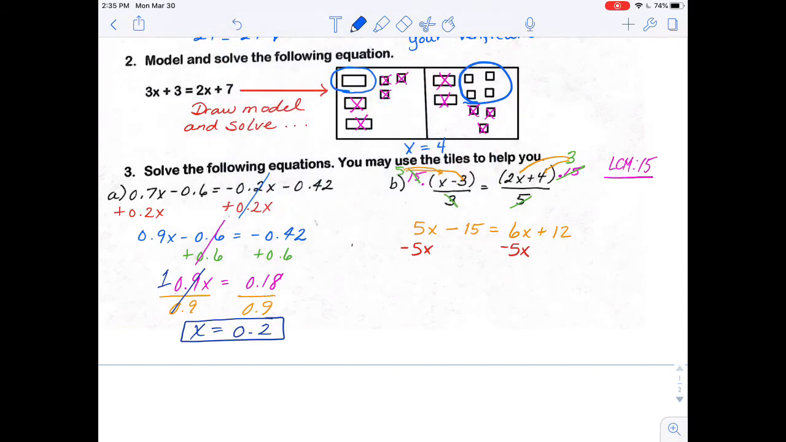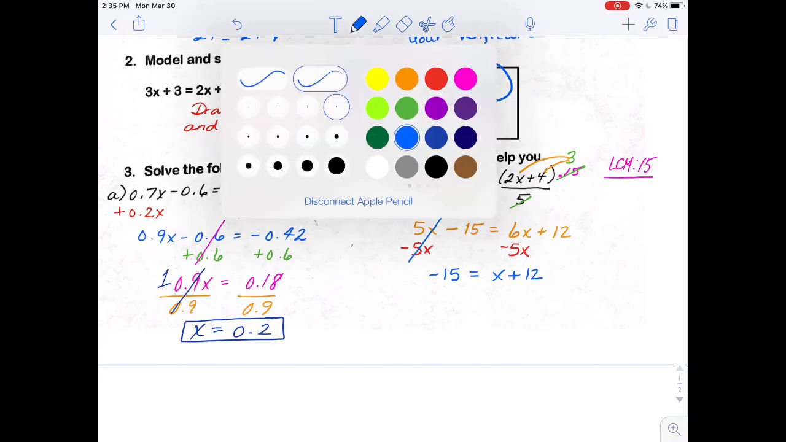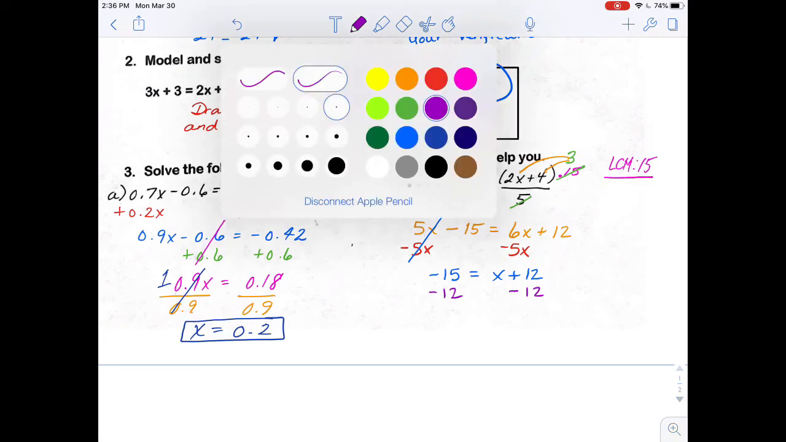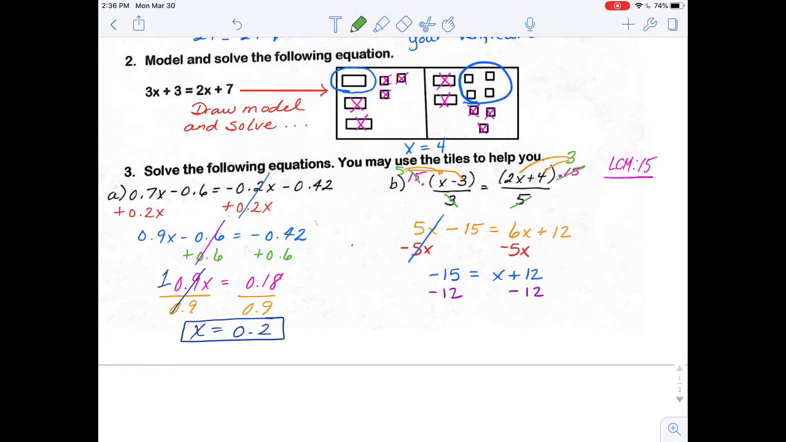I'm going to show my simplification. So I'm going to get rid of that. That's a 0 pair. Negative 15 is equal to x plus 12. And now, isolating that variable by getting rid of that constant, subtracting it on both sides. And then, of course, you can see when we do that, I get negative 27 equals x. So those again are how we would go ahead and solve using our solving actions.